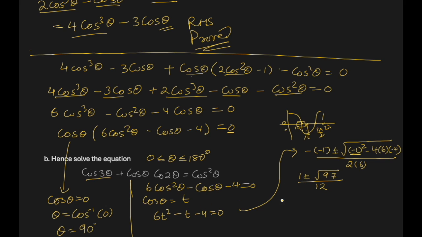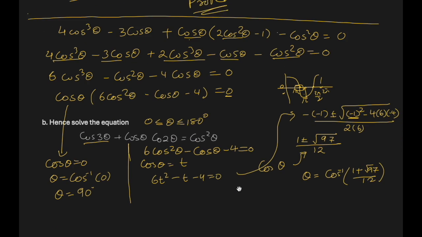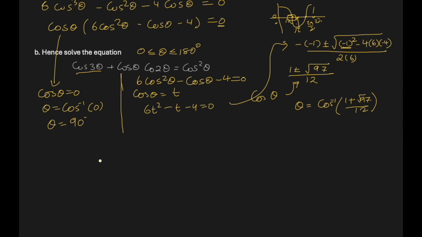Okay, so because cos theta is this, theta will be cos inverse of 1 plus square root 97 over 12, and then we'll see the next one. First let me check this one. Okay, this was the first one. Let me write the second one also. So the second theta, I will write somewhere far. Theta is equal to cos inverse of 1 minus square root 97 over 12.